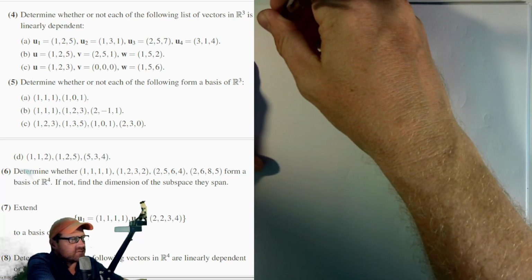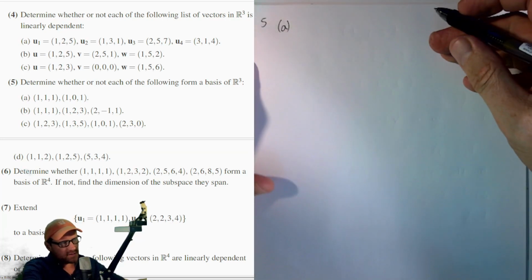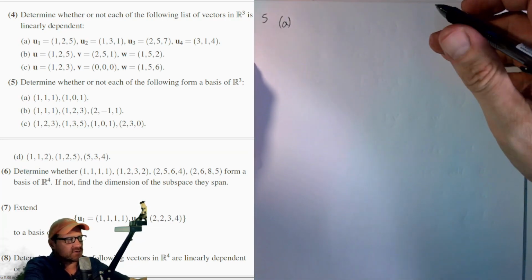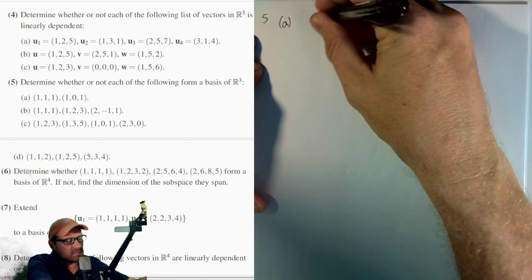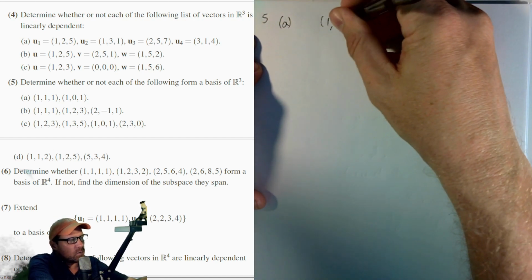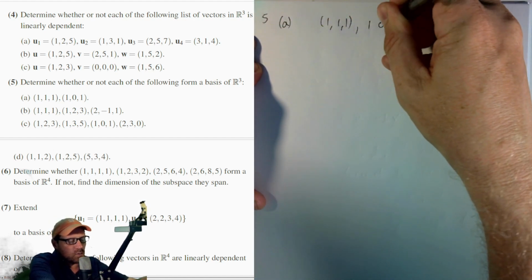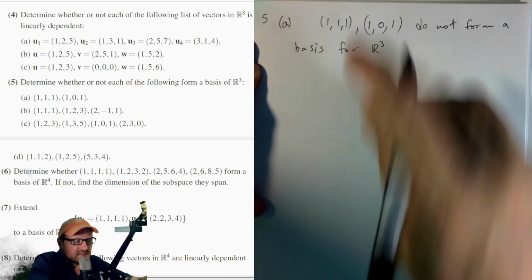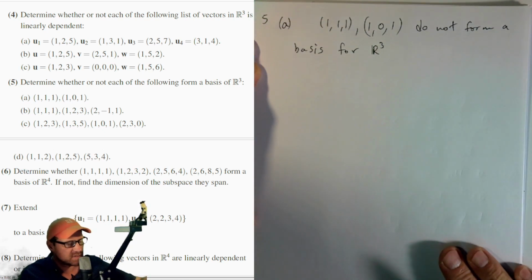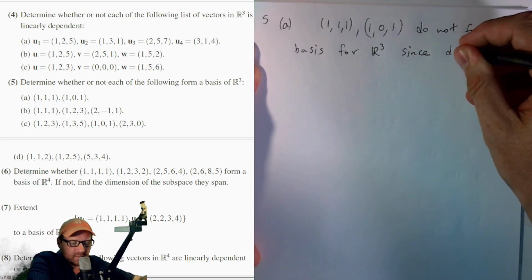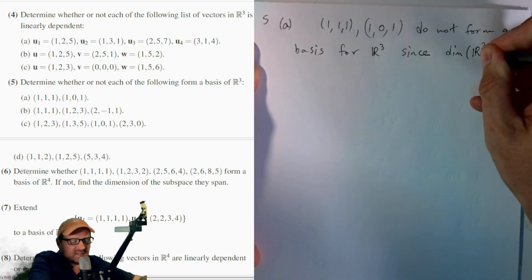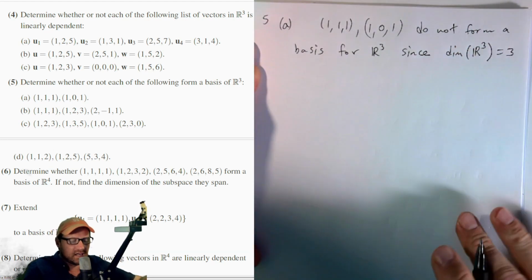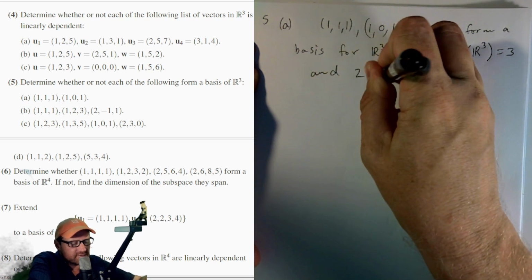Question 5, part A. Determine whether or not the following form a basis for 3 space. Well, the vectors 1, 1, 1 and 1, 0, 1 do not form a basis for 3 space, and the reason why is because they're not enough, since the dimension of 3 space is equal to 3 and 2 is less than 3.